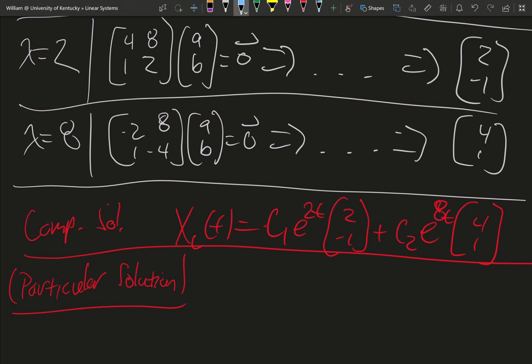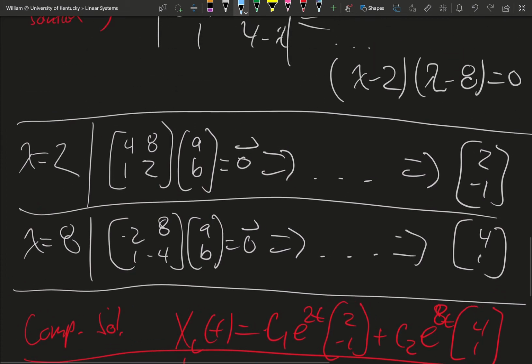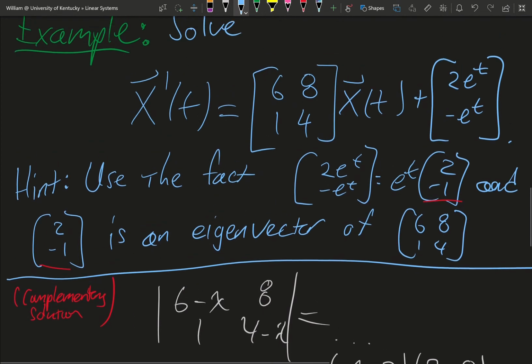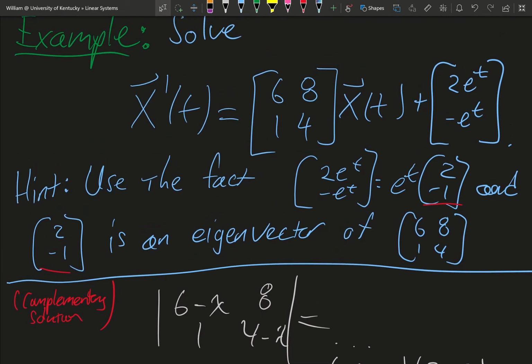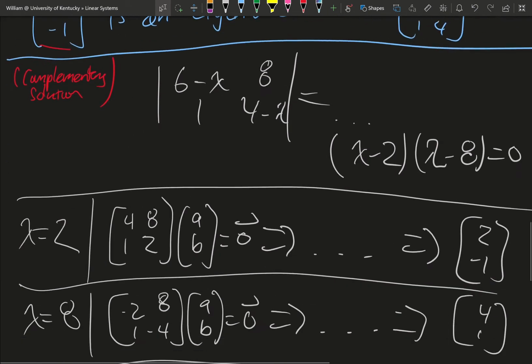And what we're going to do here is use our hint. So the idea is that we have an eigenvector here, and the key thing is, if I multiply my matrix (6, 8; 1, 4) by my eigenvector, I'm going to end up with just a multiple of my eigenvector. So this is what this is going to enable us to do.